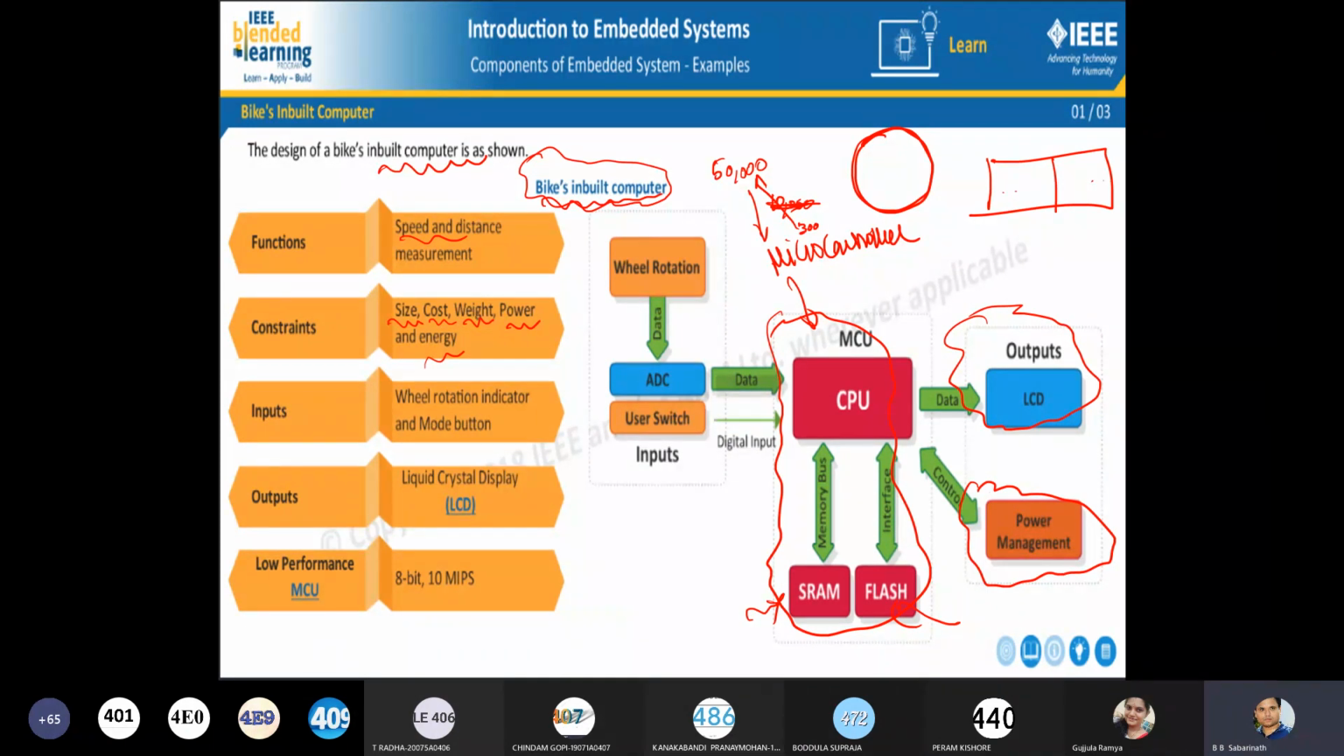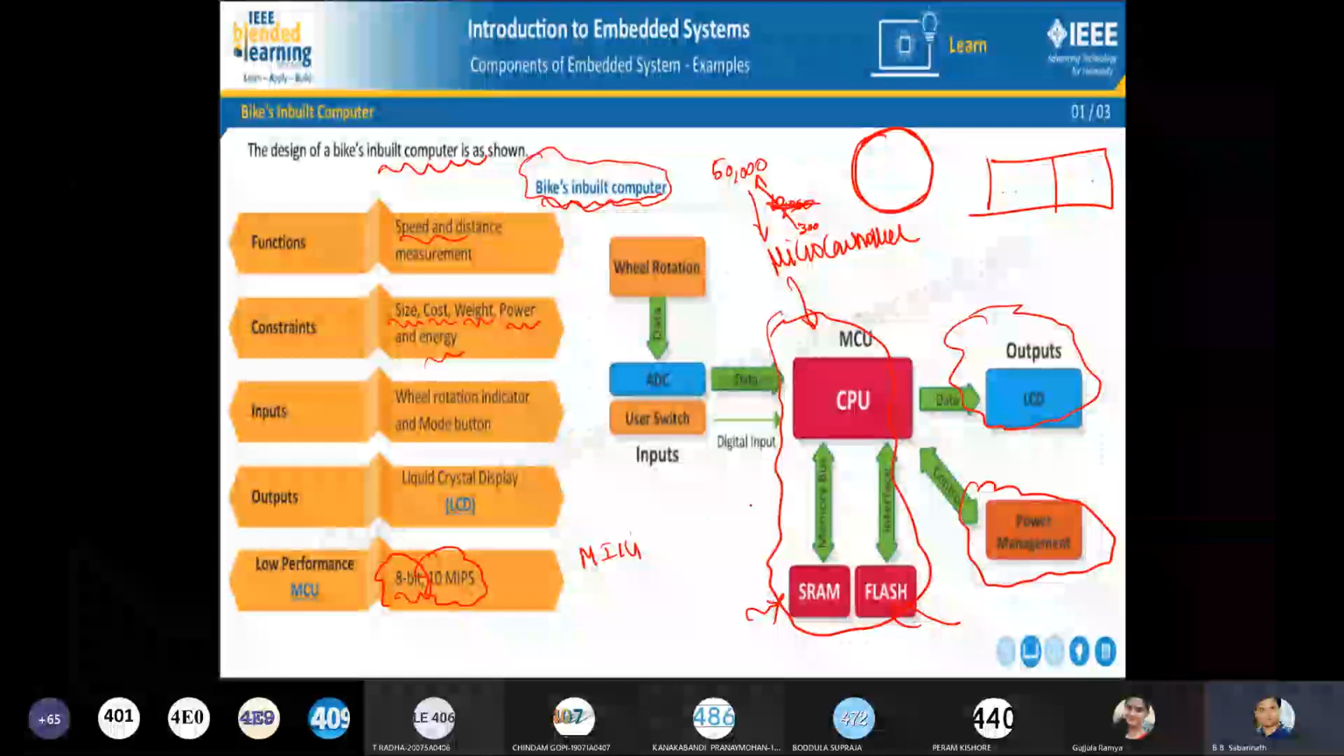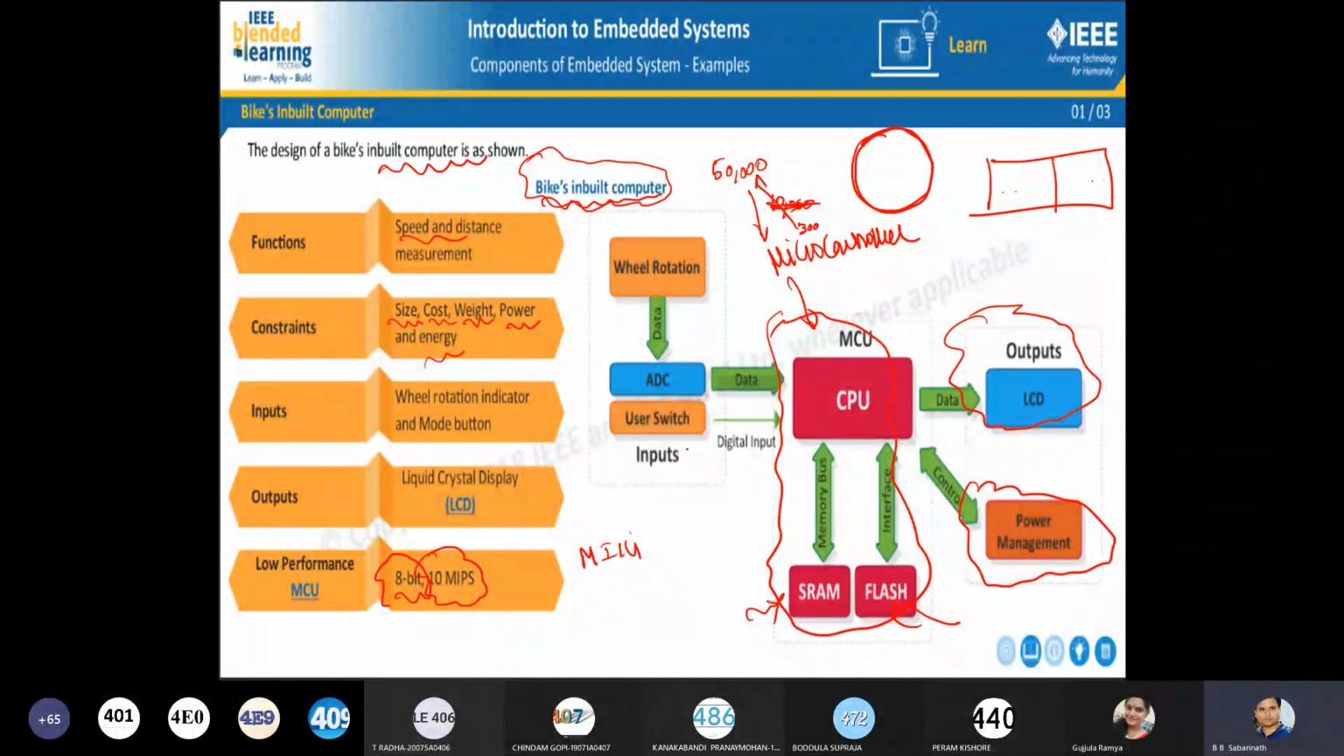To implement such a system, we require a simple 8-bit CPU with 10 MIPS. MIPS stands for million instructions per second. Such a small CPU is enough. An 8-bit CPU is enough. I don't require any higher multi-core processor or big processor to implement such a system.